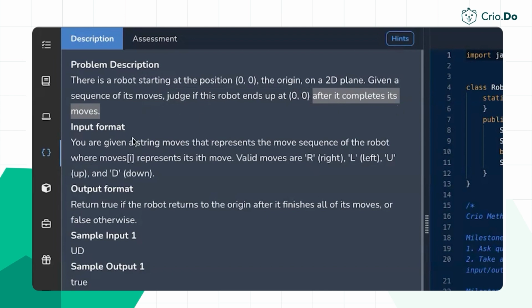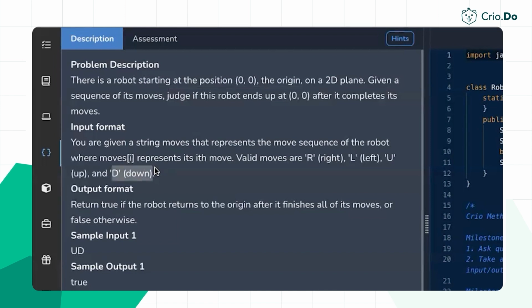So input format, as you can see, will be a string which will represent the sequence of moves, or you can say the move sequence, where moves[i] represents the ith move. So there will be certain characters in that string. And if the string has n characters, there will be n moves possible, where each valid move will be either right, represented by capital R, or left, represented by capital L, or up, represented by capital U, and down, represented by capital D.